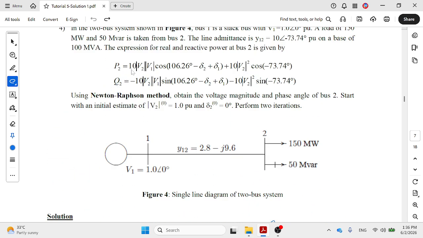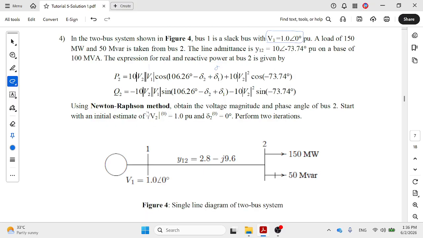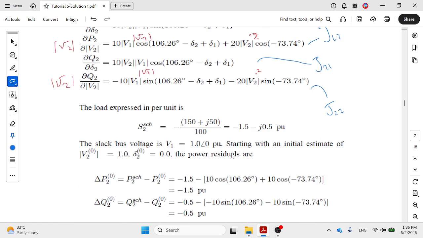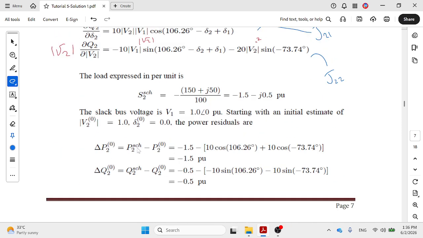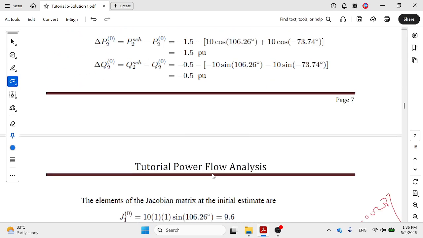P2 is here. So in the first round, we know that the voltage for bus 1 is 1 with the angle of 0, correct? So you can replace it as 1 and angle 0. Then for V2 it is assumed that the voltage, this is for the zero iteration, sorry, the value is 1 and the angle is 0. So from this equation, you are checking whether the P2 scheduled minus P2 calculated based on that are exactly the same or not.